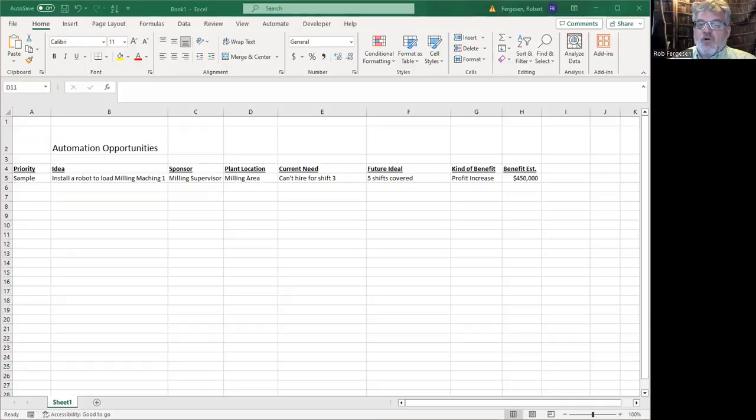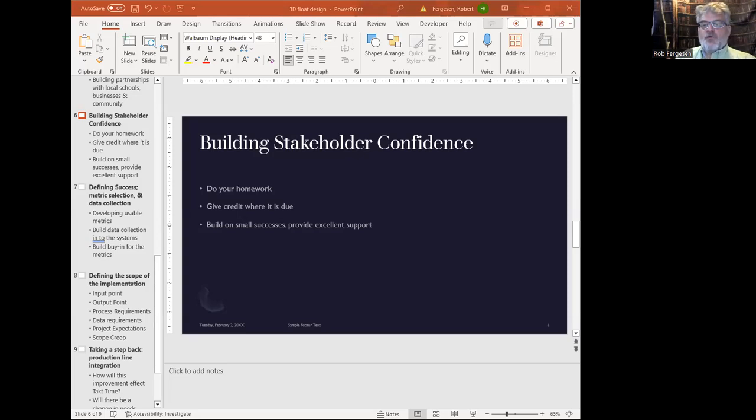Okay, so let's continue on. Now we're going to talk about building stakeholder confidence. We've talked a lot about stakeholders. So now I want to talk about building that stakeholder confidence. The first thing in building stakeholder confidence is do your homework.